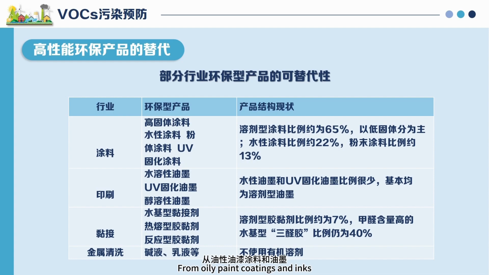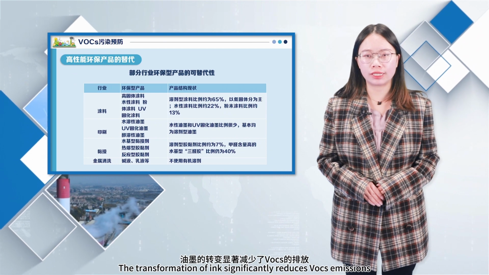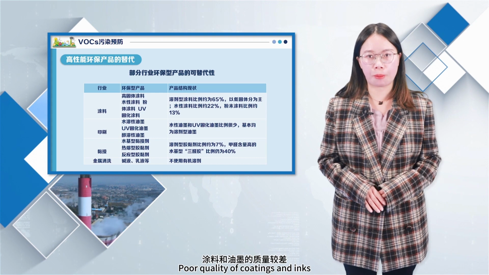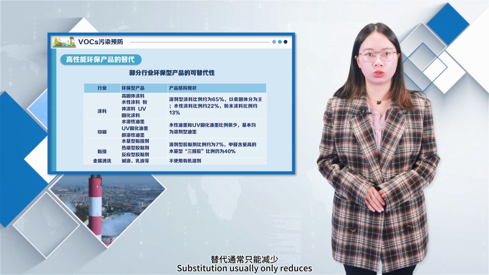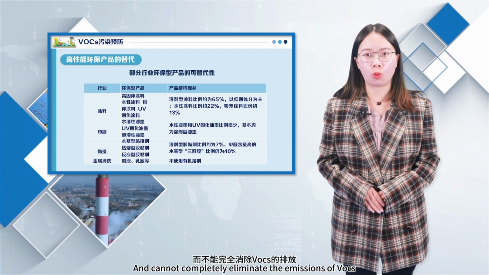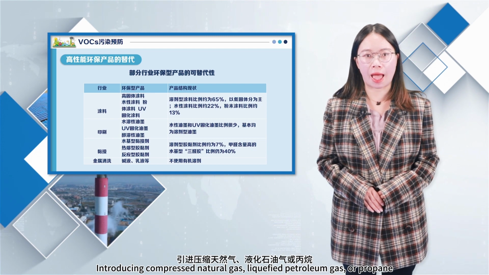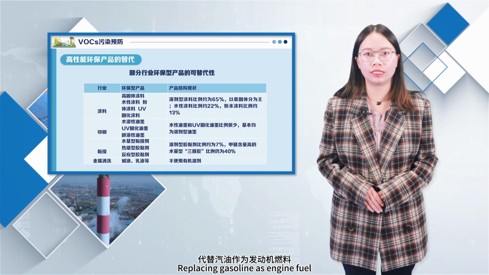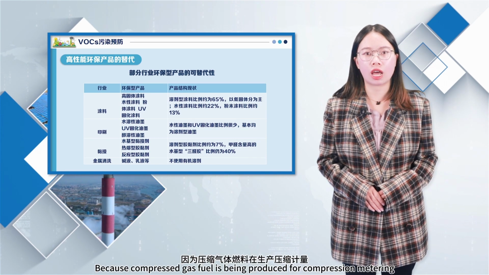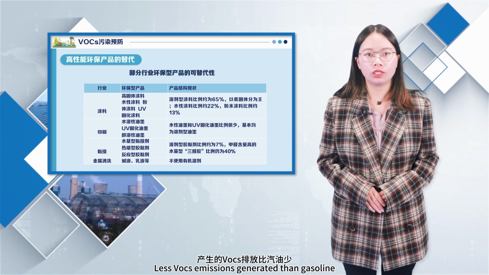Changing from oil-based paint coatings and inks to water-based paint coatings and inks significantly reduces VOCs emissions, but due to the poor quality of water-based coatings and inks, their use is restricted, so substitution usually only reduces and cannot completely eliminate the emissions of VOCs. Introducing compressed natural gas, liquefied petroleum gas or propane to replace gasoline as engine fuel is another alternative form of reducing VOCs emissions. Because compressed gas fuel is metered under compression, less VOCs emissions are generated during combustion than with gasoline.